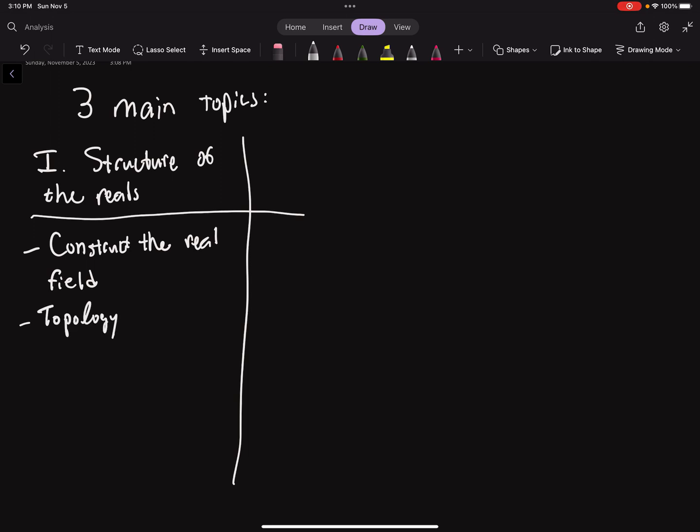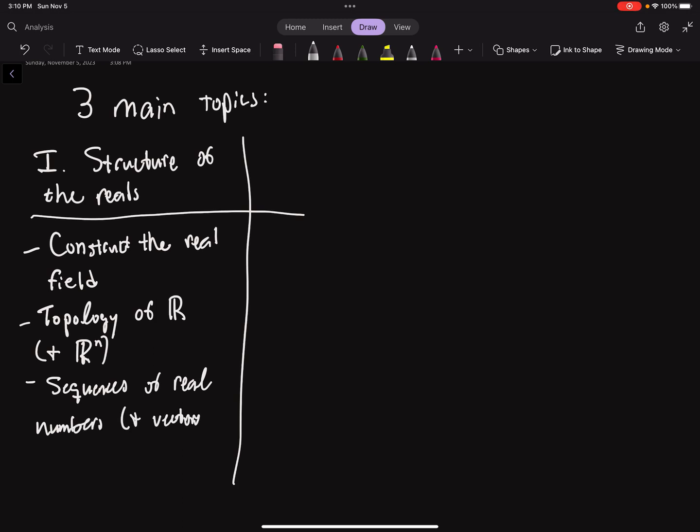And then we'll look at the topology of the reals and the Euclidean n-space. And then we'll look at sequences of real numbers and vectors in R^n. In particular, we'll answer questions like, what does it mean for a sequence to converge to a number? And we'll investigate how sequences can help us elucidate the properties of the real numbers and other spaces.